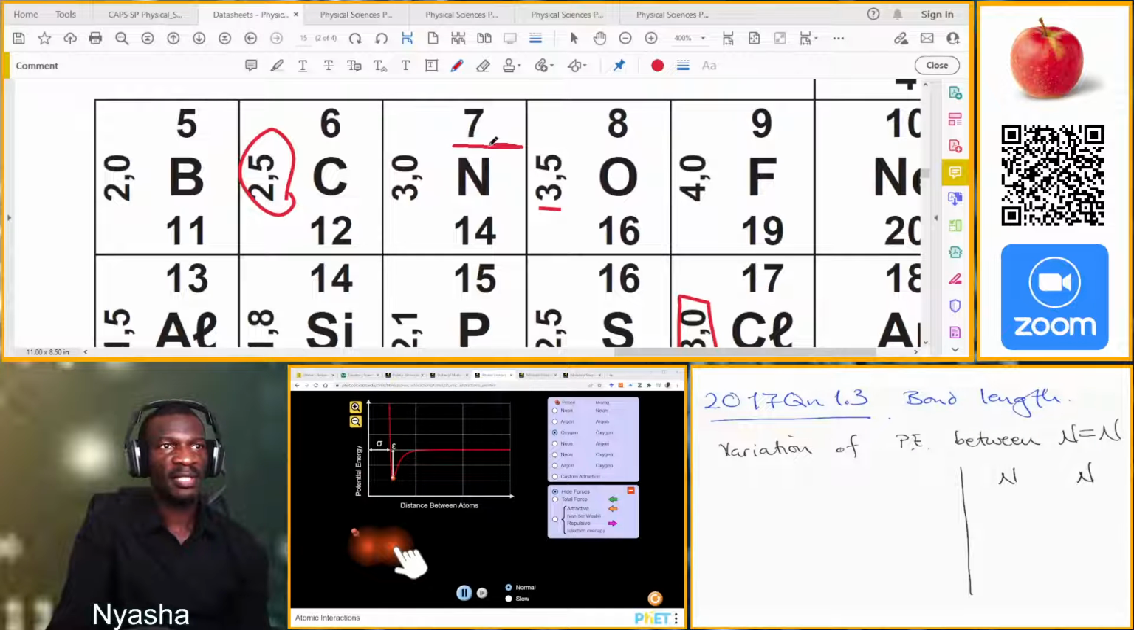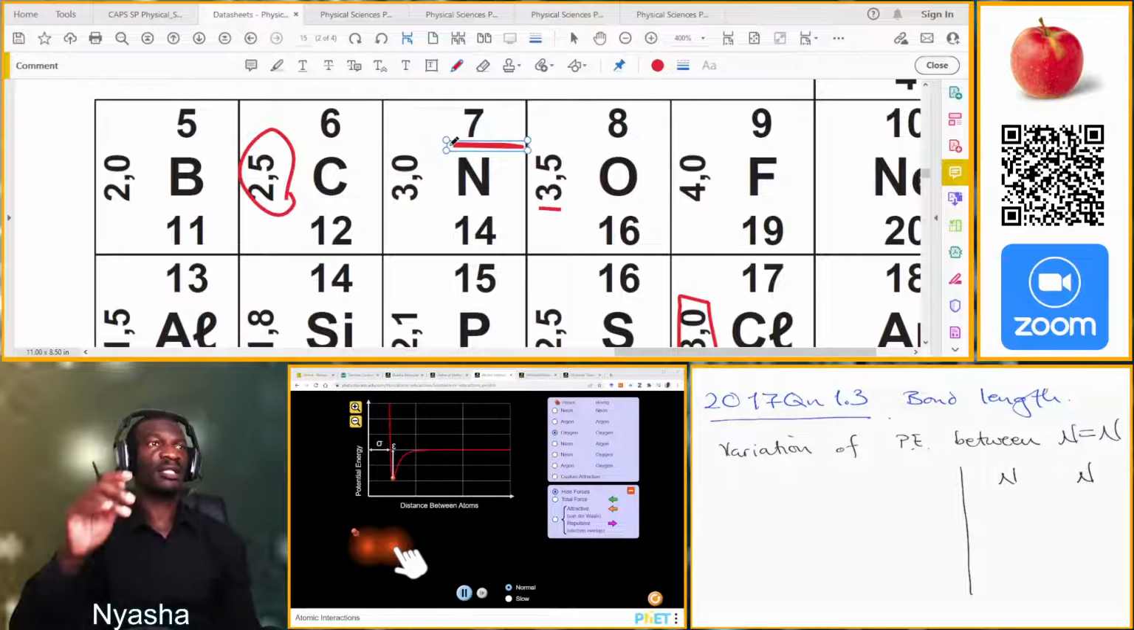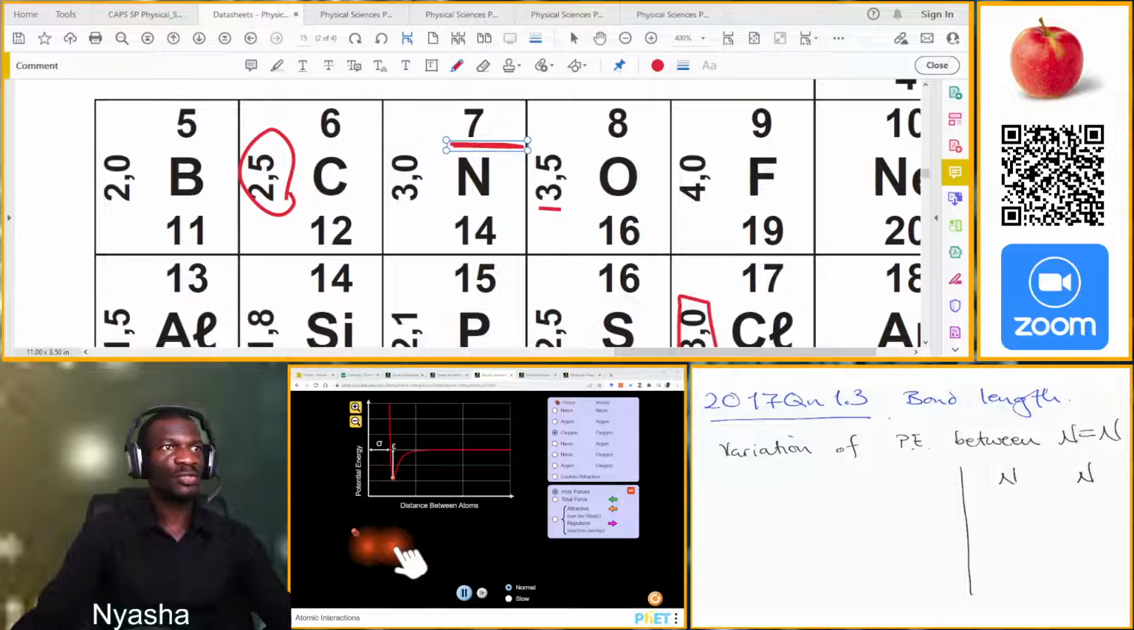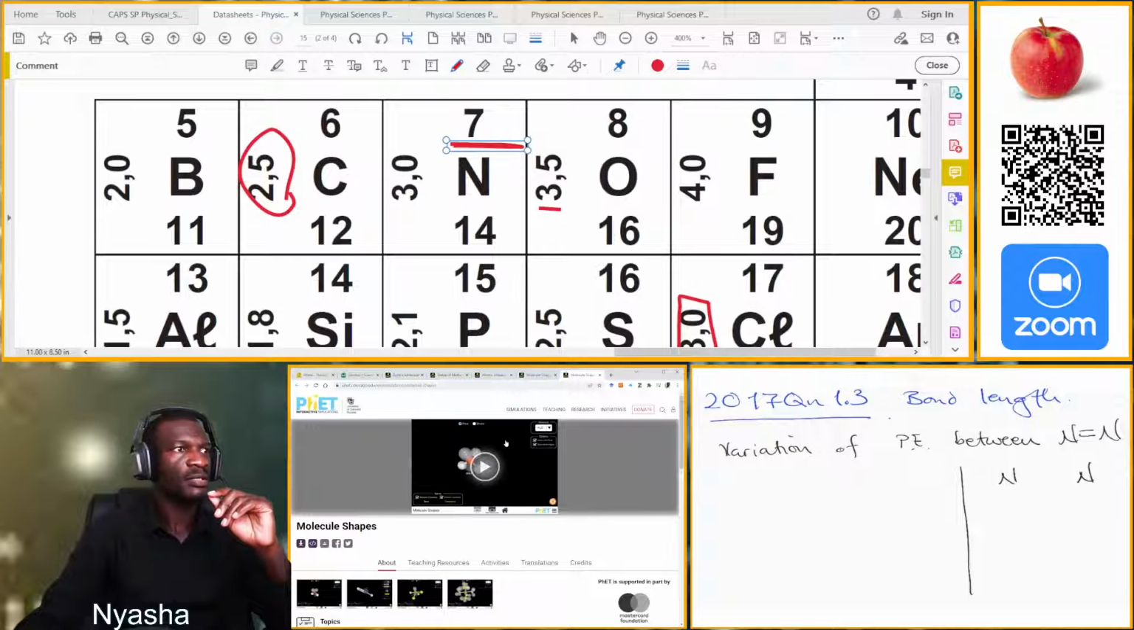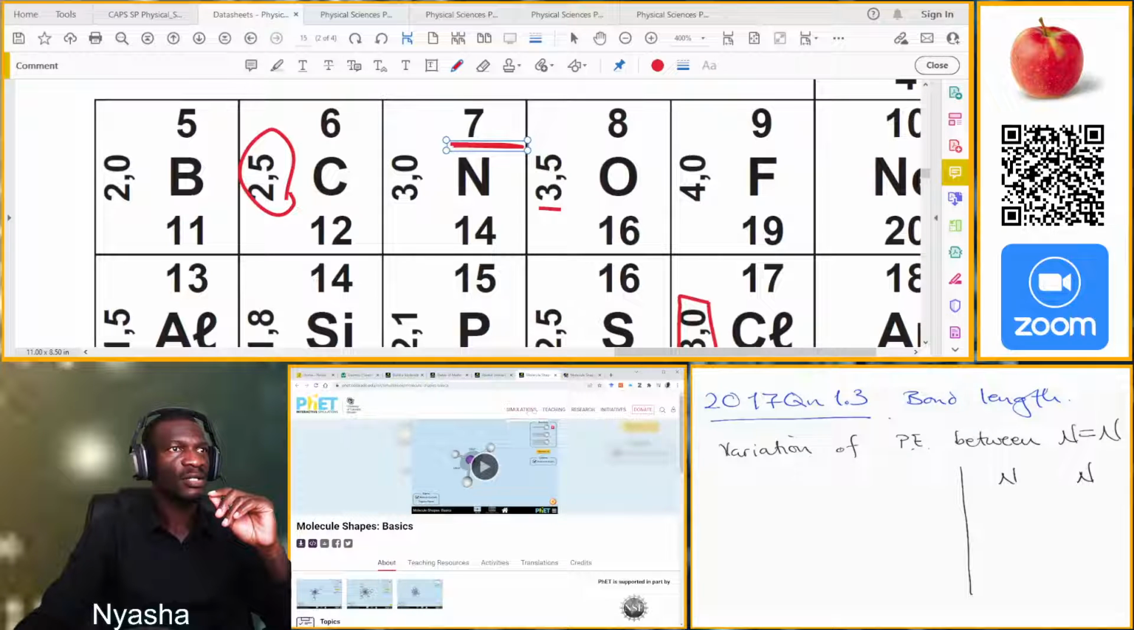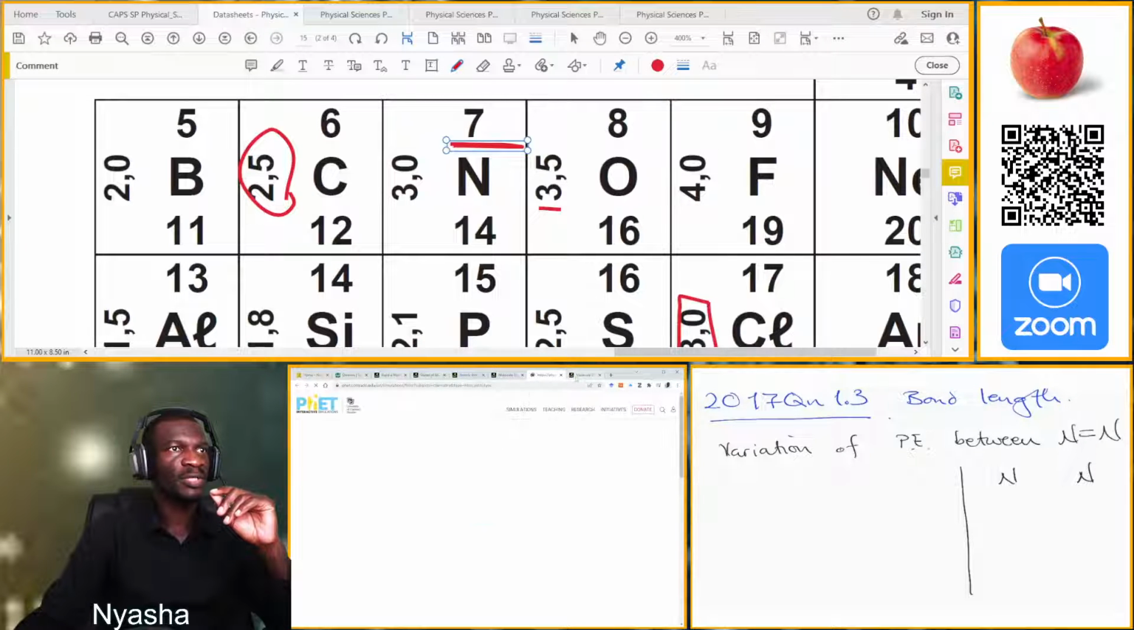Where can we pick these? These are neutral, isn't it? These are neutral. So if you wanted to build a neutral nitrogen atom, you can come to build an atom. This is a molecule. So we'll come here. I think I'm looking for build. We want to just build an atom.